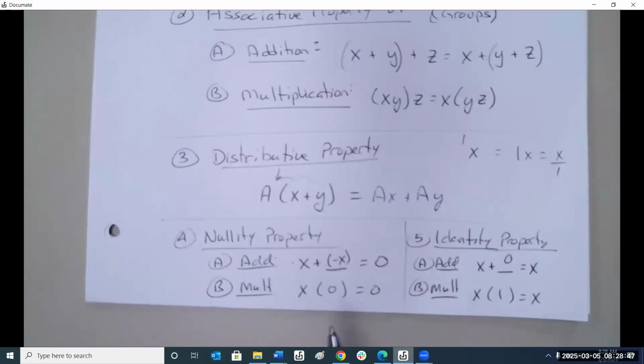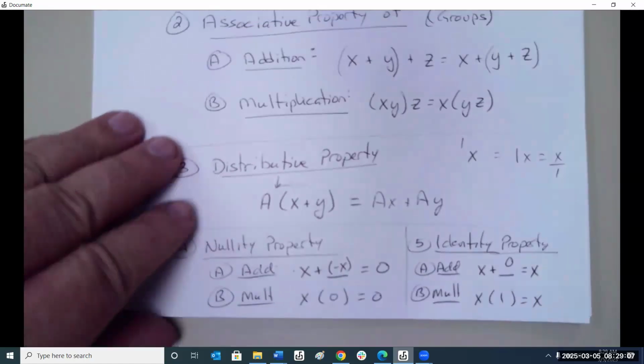So anything times 0 is what? 0. Anything plus 0 is itself. Anything times 1. Anything divided by 0. Very good. Why not? Provide something that isn't there. Actually, it's a little bit.